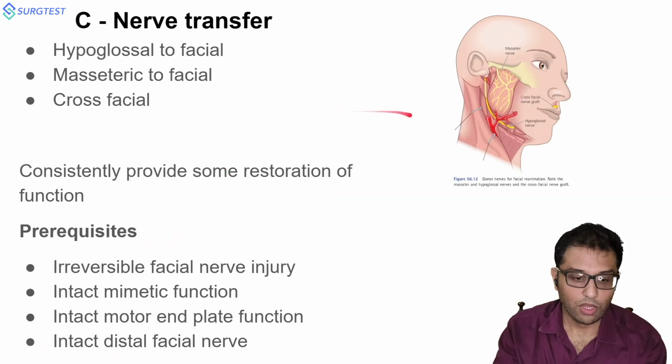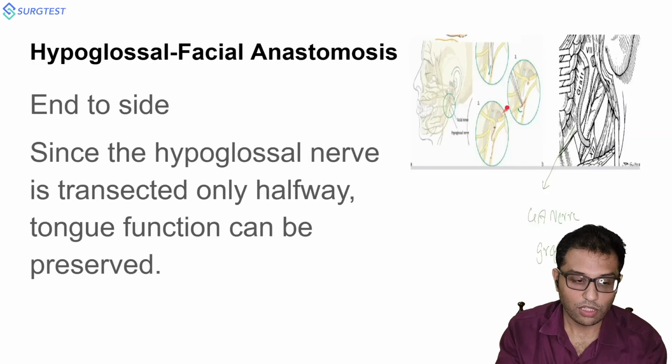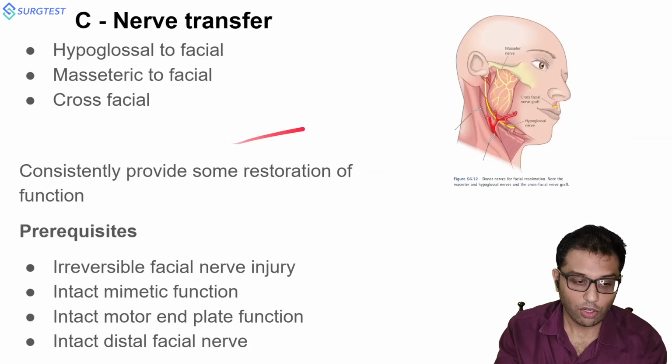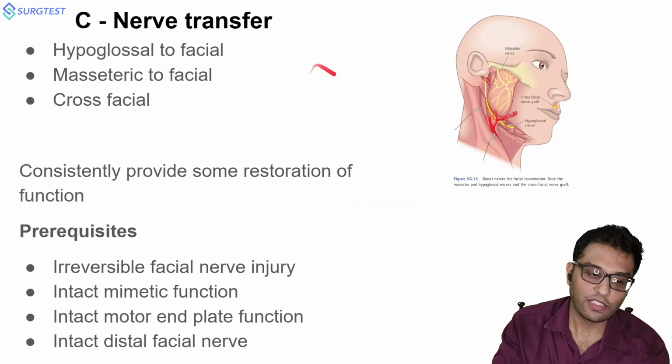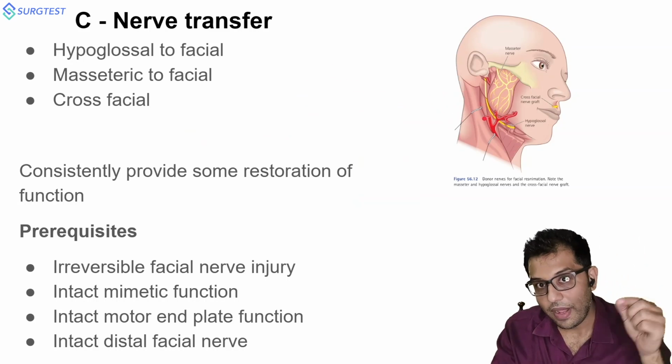Now, coming to nerve transfer procedures. As I already told, nerve transfer procedures are used only when the proximal supply is not coming. That is, proximal supply is also dead. Then you can use nerve transfer procedures like hypoglossal nerve or masseteric nerve or cross facial. So I'll tell you in parotid surgery when such situation occurs. Such situation arises when you have cut the main stump.